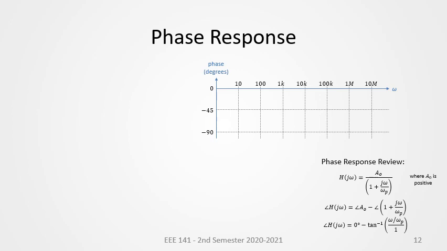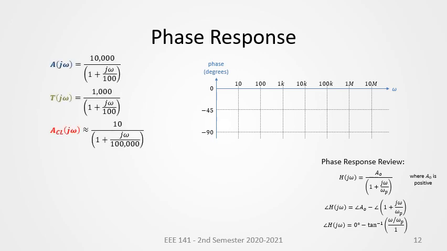The angle of a complex number, meanwhile, is the inverse tangent of the imaginary part, in this case omega over omega p, over the real part, which is just 1. At very small frequencies, the angle approaches 0 minus tangent inverse of 0, which is simply 0. When omega approaches infinity, the overall angle is 0 minus tangent inverse of infinity, or the angle of h of j omega thus approaches negative 90 degrees.